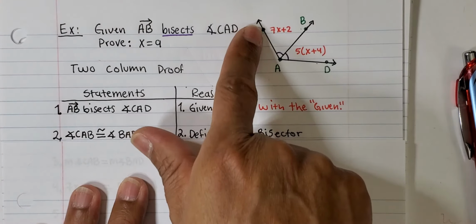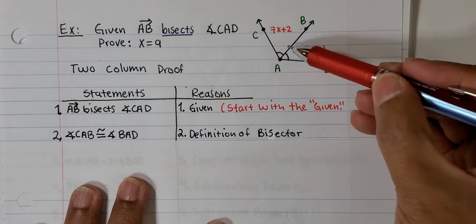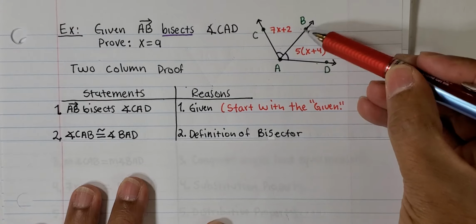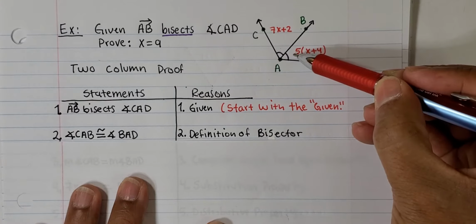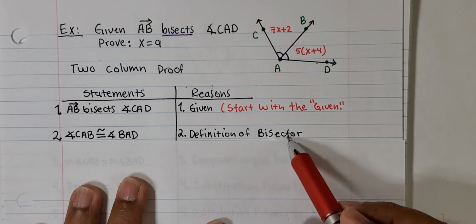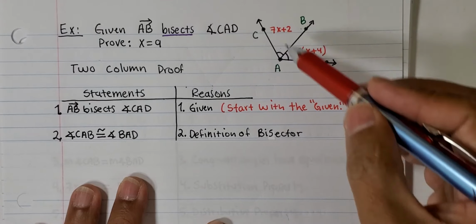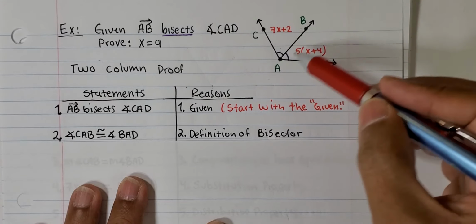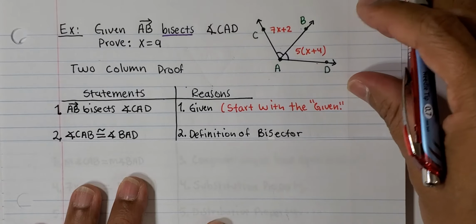Next, the second statement I can make is that angle CAB is congruent to angle BAD. Angle CAB, that's this angle here, is congruent to angle BAD, which is this angle. Why can I say that? Because we have a bisector. That's the definition of bisector, that it cuts an angle or a segment into two congruent parts. So in this case, two congruent angles.